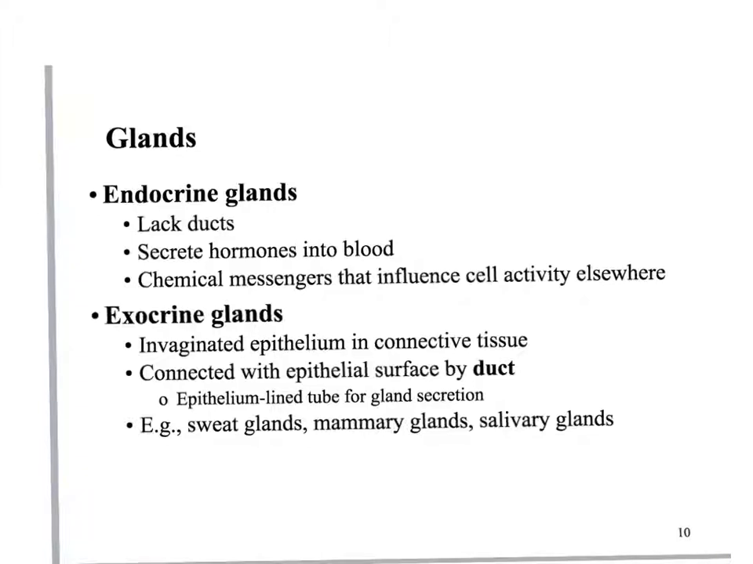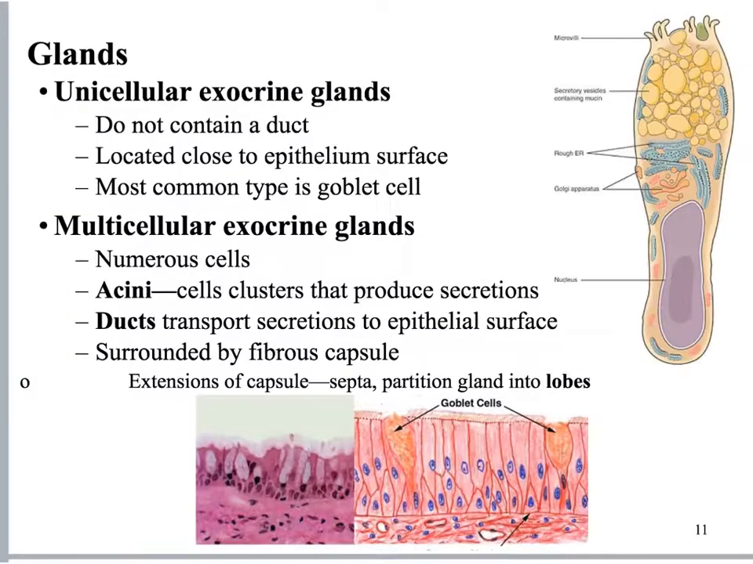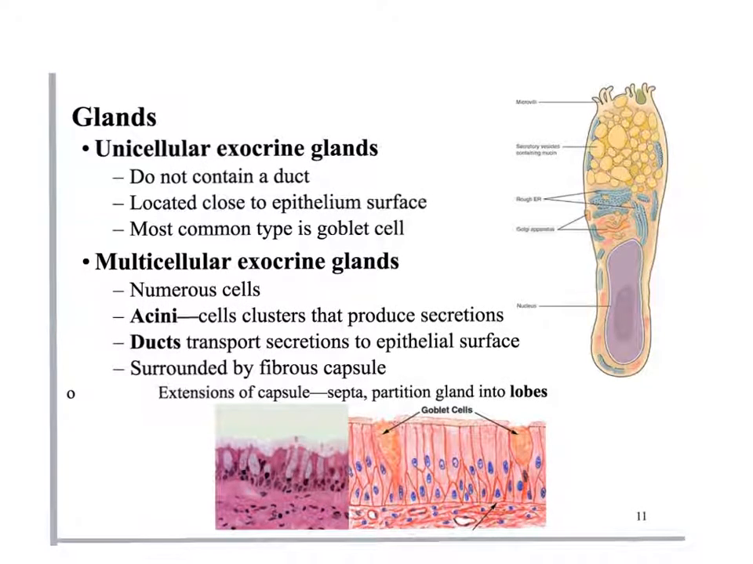Sebum, sebaceous glands are exocrine glands. Mammary glands that produce milk, which ends up outside the body. Salivary glands. Those all have ducts and they tend to end up outside the body in one way or the other. So endocrine versus exocrine. All right, so let's talk about some structures of glands.